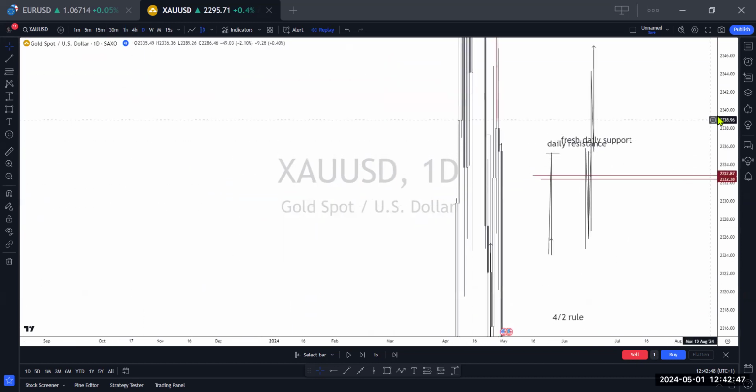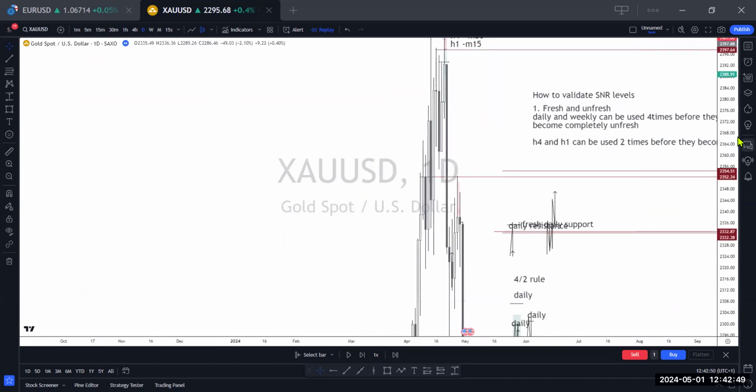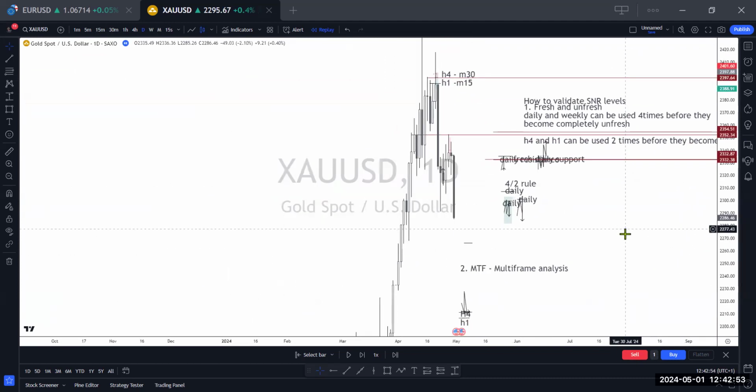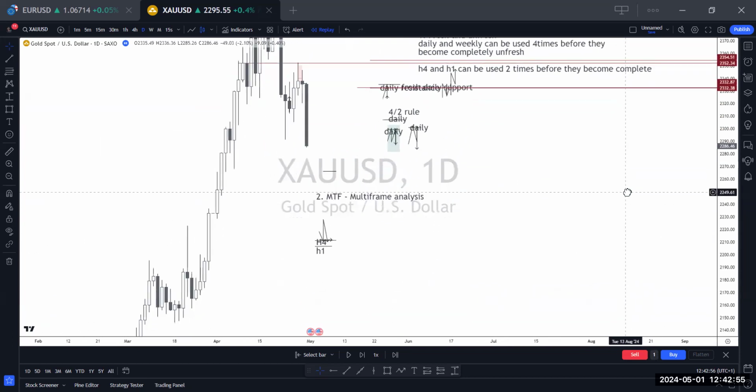So let's see. I mentioned fresh on fresh, number one. Fresh on fresh, number two, MTF. Number three, if two time frames have the same SNR level, very good. Number four, go 2 time frames below, look for an engulfing to form in order to validate that level. Now, the last one is to go 1 time frame below and look for breakout.